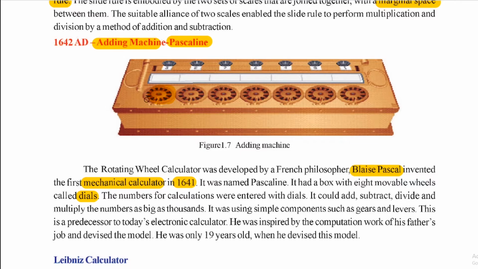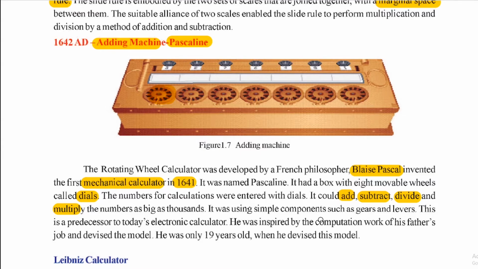So we want 3 means 3 times. We have to repeat 1, 2, 3. Then 3 will be stored here. You want 5 for another calculation, like input 1, 2, 3, 4, 5. This 5 is entered. Then you can perform the calculation. So it could add, subtract, divide, and also multiply numbers as big as 1000. Till 1000 you can perform this addition, subtraction, multiplication.